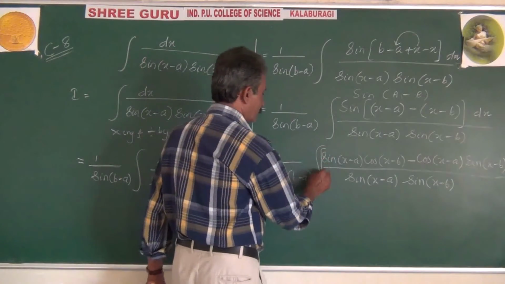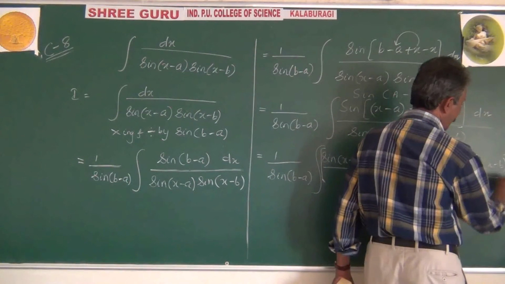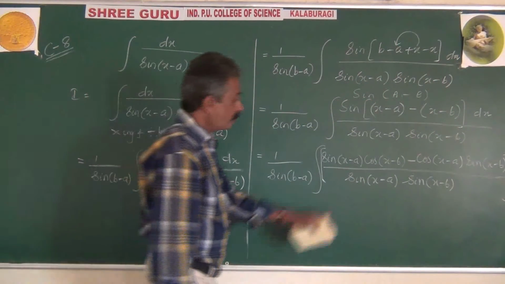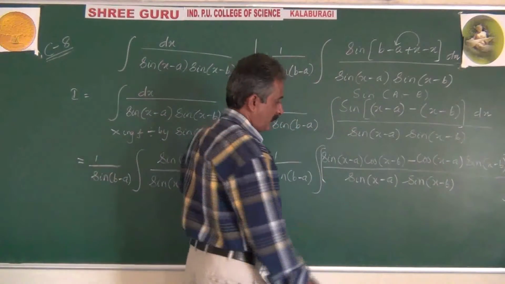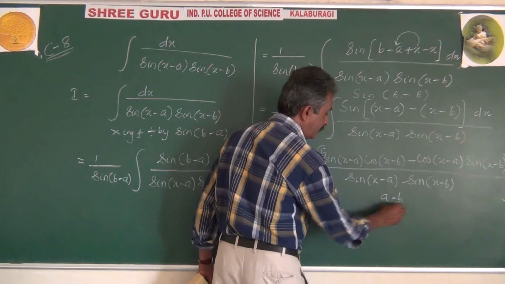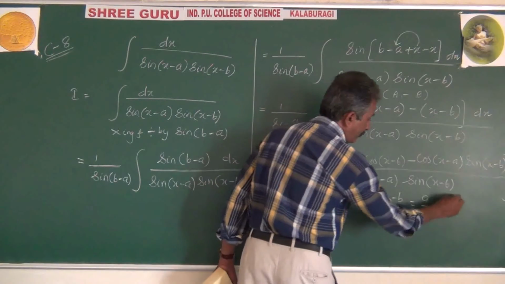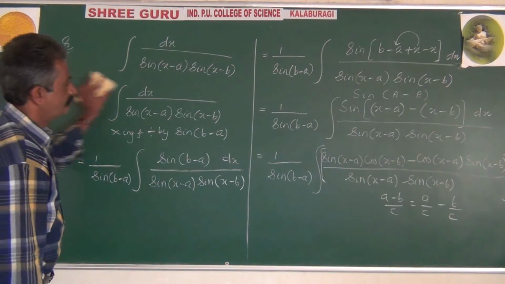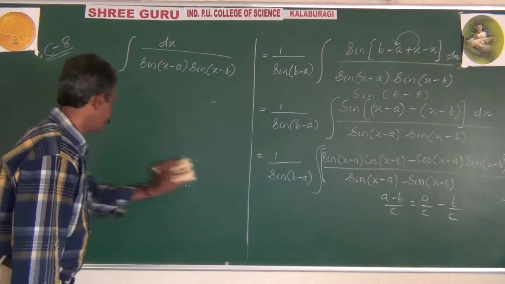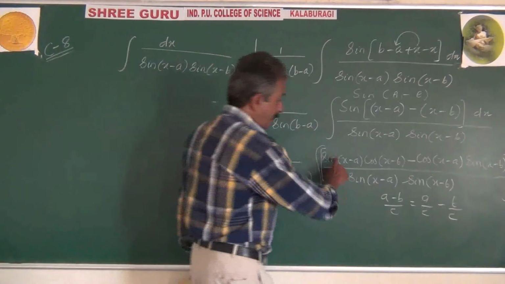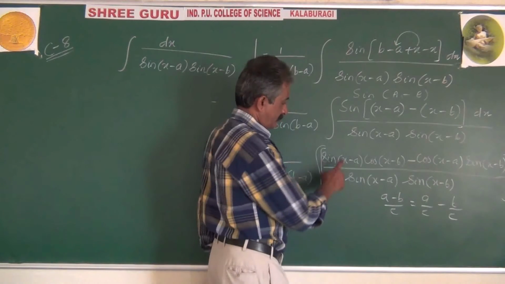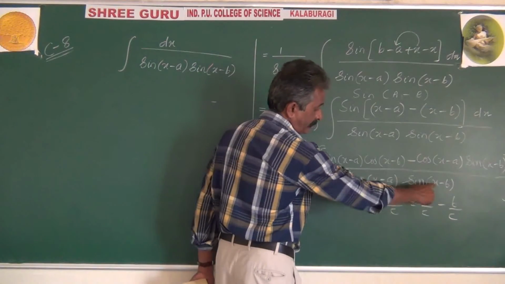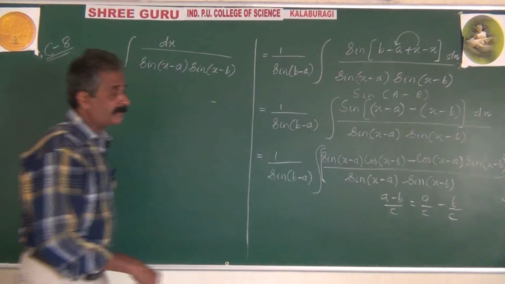You can put it all in one big bracket, that will be better. It is just in the form of alpha minus beta by gamma, or a minus b by c. What is a minus b by c? It is a by c minus b by c. So when we break it, one step I will skip. Sin x minus a, sin x minus a cancels. How much is left? Cos by sin. Because of the same angle, cos by sin becomes cot.